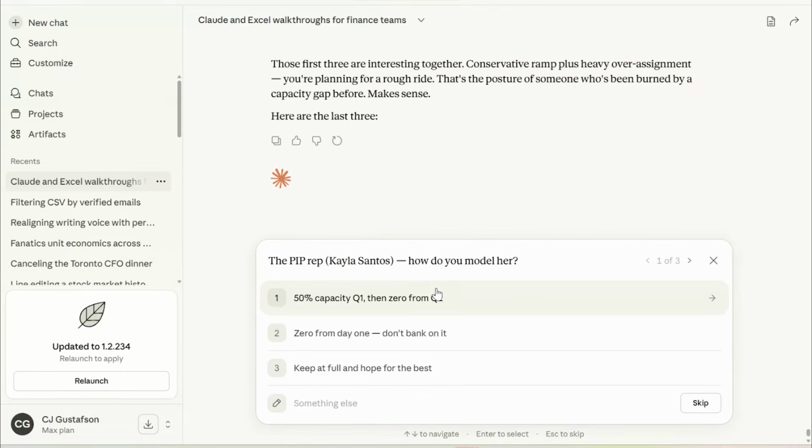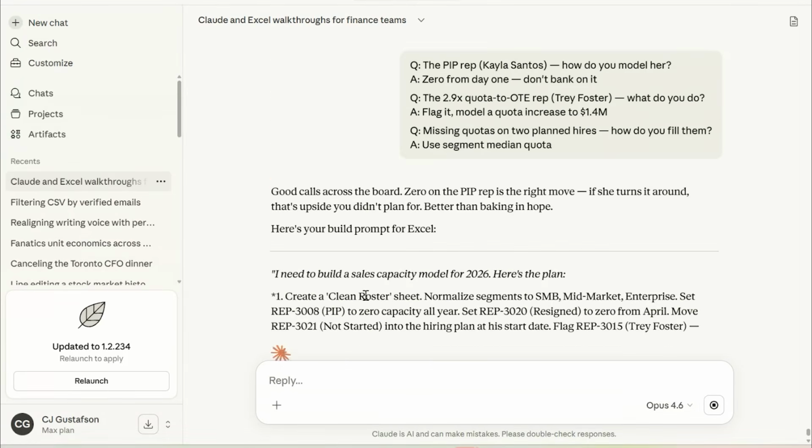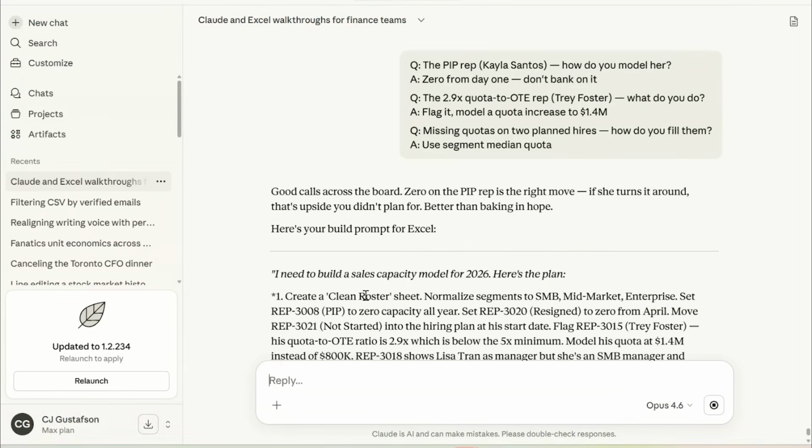The PIP, Kayla. How do you want to model her? 0. 2.9 quota-to-OTE. Model a quota increase. Missing quotas and 2 plan hires. Use segment median. Yeah, rule of thumb, if you have someone on a PIP, just model it as 0.